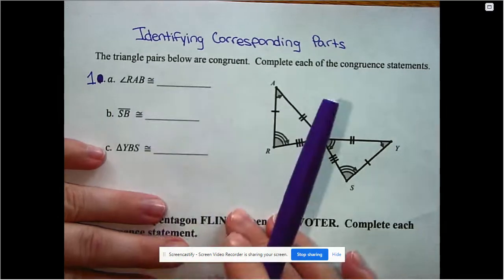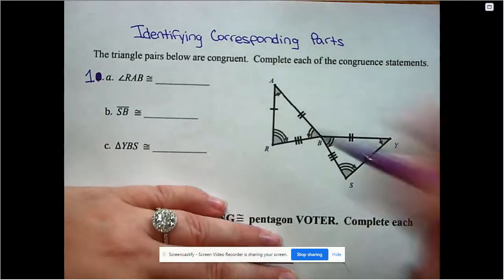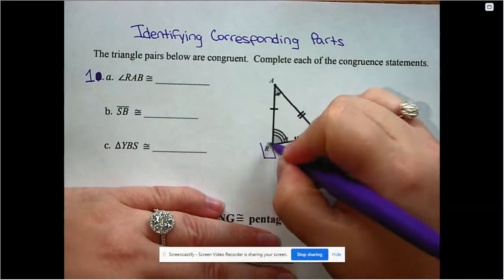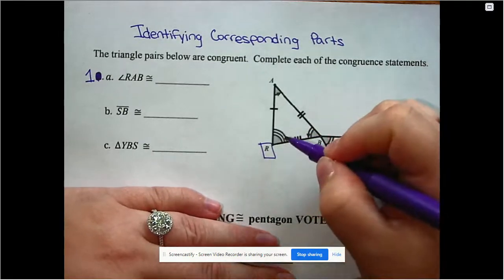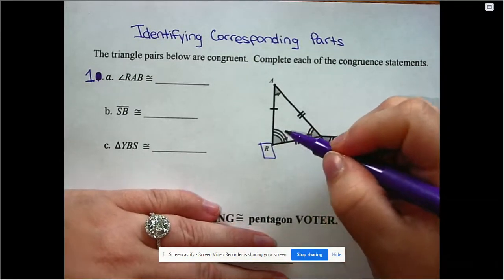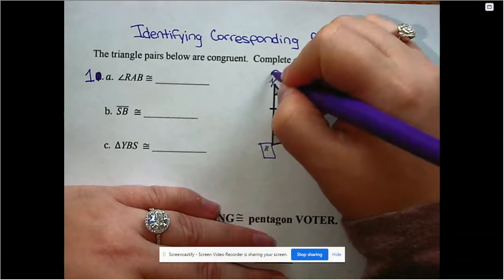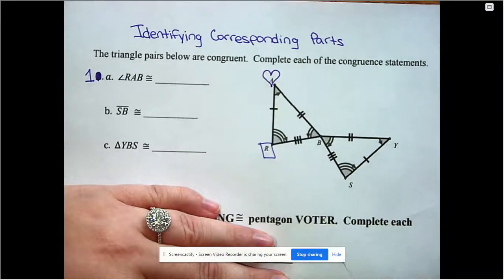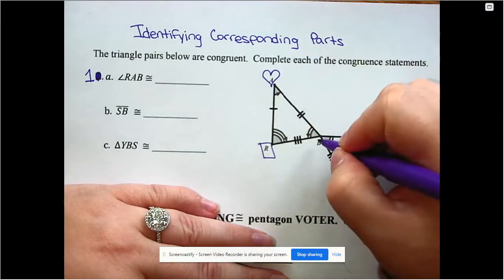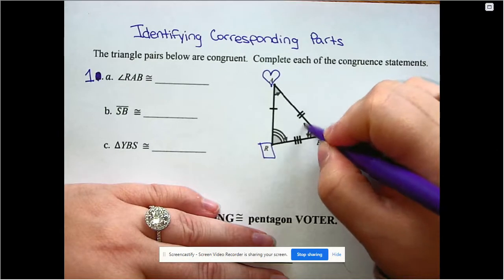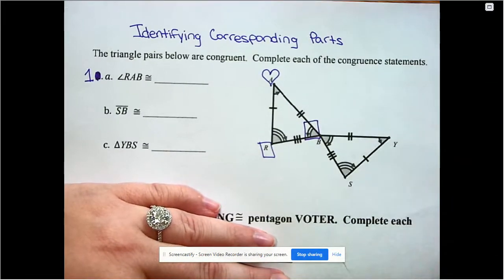Number 1, angle RAB. R has 3 tick marks. Ángulo R tiene 3 marcas de congruencia. A has 1 tick mark. A tiene una marca de congruencia. And B has 2 tick marks. Y B tiene 2 marcas de congruencia.